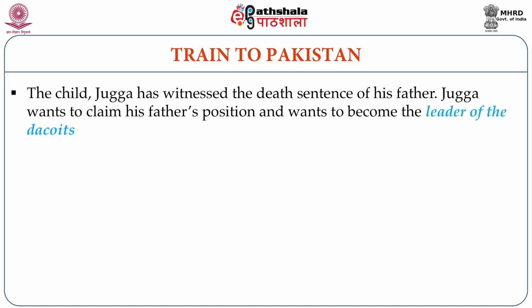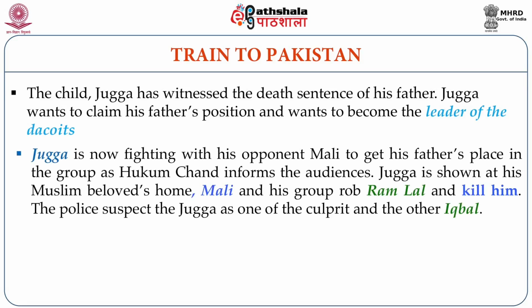He wants to claim his father's position and wants to become the leader of the dacoits. He is now fighting with his opponent Mali to get his father's place in the group. Hukum Chand informs the audiences of this past. In the film, Jagga is shown at the home of his Muslim beloved Nooran. Mali and his group rob Ramlal and kill him. The police suspect that Jagga is one of the culprits and Iqbal is the other.